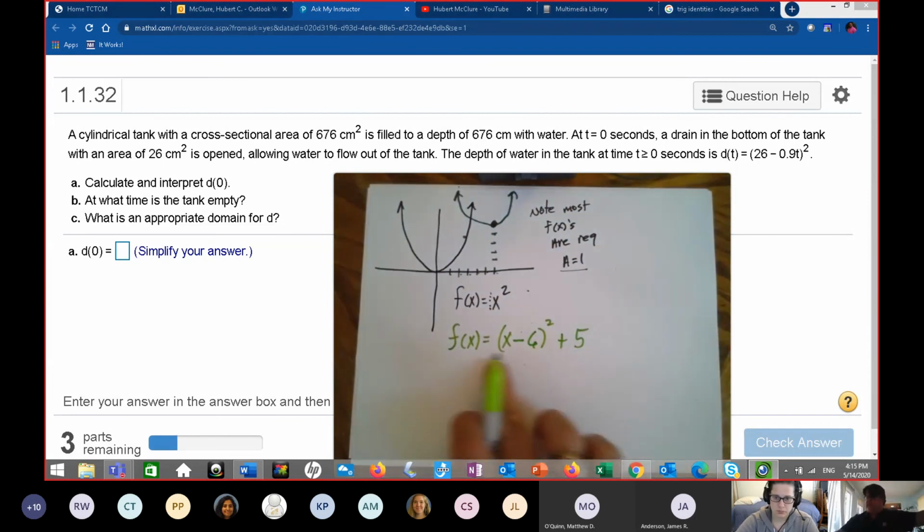Now you've got a different function. And you can do that with the absolute value. You can do that with the logarithm. You can do that with any function, trig function, whatever the case may be. Let's do it with an absolute value function.